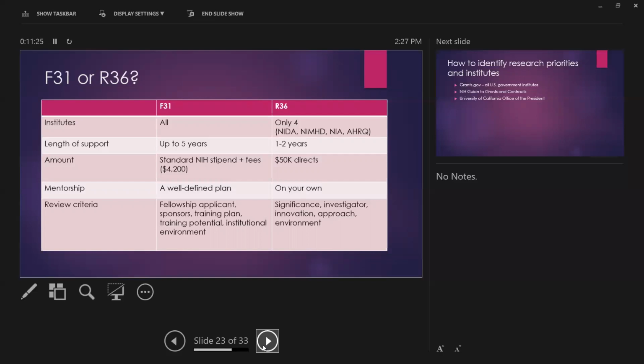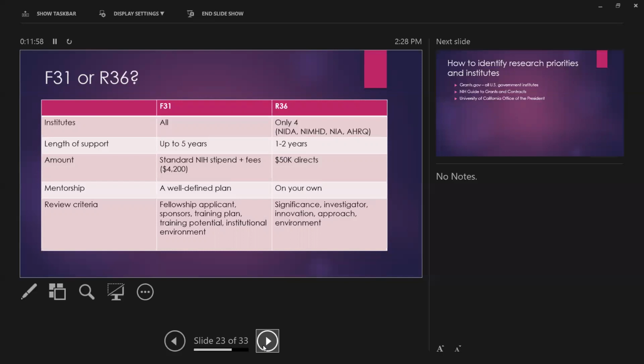R36 gives you money to actually do the research. It gives you $50,000 to pay your own stipend plus incentives for participants, maybe a helper, some supplies, travel, things like that. The F31 does not pay that. The F31 basically pays you your salary to do your work. It doesn't pay your mentors. It doesn't pay the research costs. It's basically just paying you. So it's like buying out your time so you don't have to do an RA-ship or TA-ship.